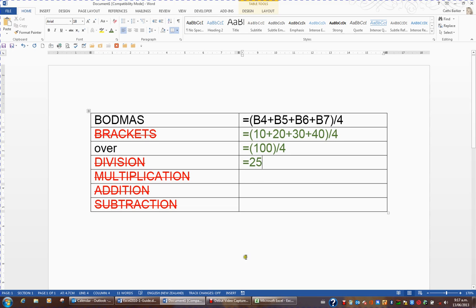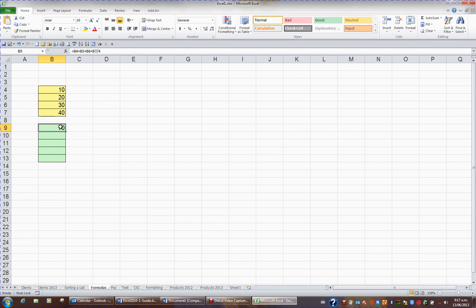So in your spreadsheet, I'm going to click on the cell B9, I'm going to click up in the formula bar, and I'm going to make a modification to the formula. I'm going to click in front of the B4 and add an open bracket just by hitting the shift and the 9 key. And after the B7, I'm going to click and add a close bracket, which is shift and 0. When I press enter, I get the answer 25. And that's algebra.